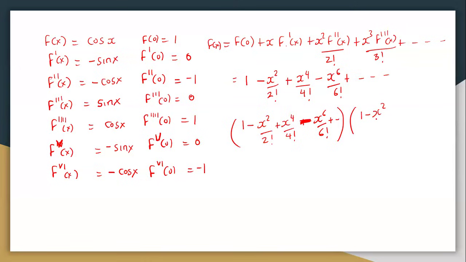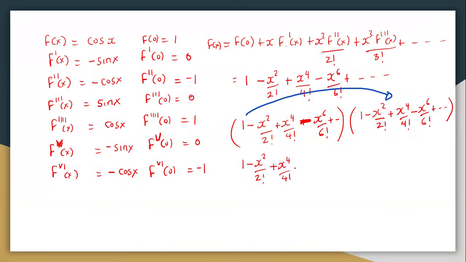Here, remember, it is continuous. Out of 2 factorial plus x power 4 out of 4 factorial minus x power 6 out of 6 factorial plus. Now, this one here will multiply everything. So when you multiply by everything, what do you get? You get the exact thing. So I have 1 minus x squared out of 2 factorial plus x power 4 out of 4 factorial minus x power 6 out of 6 factorial. Then, after that, I go to this next one here. I multiply everything by this x squared.